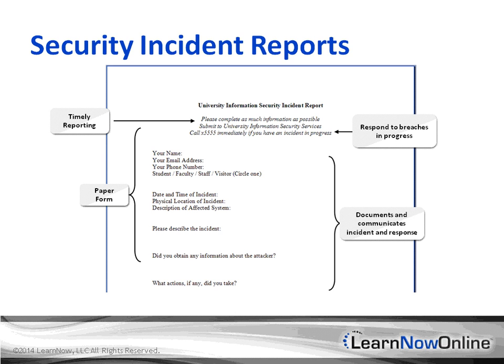It'll tell you where to respond, either by phone or by email, what information is required, name, date, time, please describe the incident, did you obtain any information, and if so, if you took any action, what action did you take? So they need to be spelled out very carefully because if you don't spell it out line by line, sometimes somebody will find that one little loophole and try to get out from underneath any punishment or any action that is taken against them because of a violation of corporate security policy.